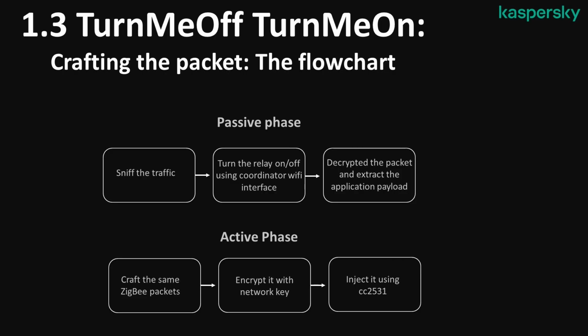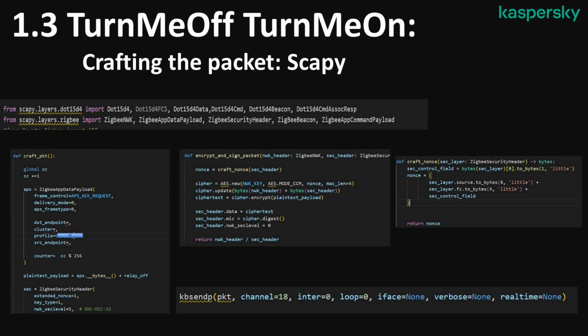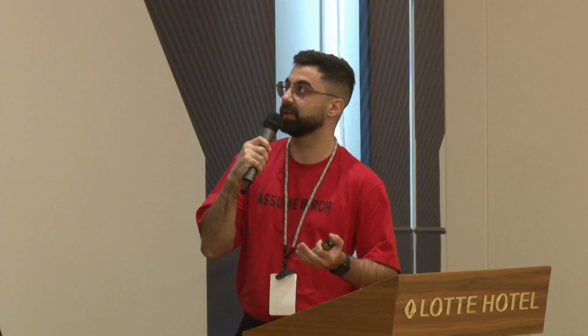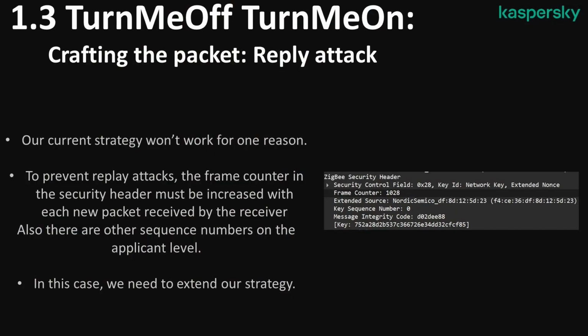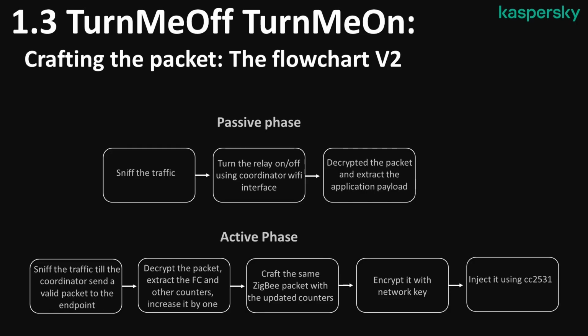Why? It seems that ZigBee has something called prevention against replay attacks. Inside the ZigBee security header, there is a frame counter. This frame counter should be increased by 1 with each packet sent by the coordinator. So when the endpoint receives it, it checks whether it increased or not. If not, it means this frame is replayed from some illegitimate node. So in our case, we should extend the attack. The passive mode stays the same. But in active mode, we start by sniffing the traffic and decrypting it, of course, until we find the coordinator sending some valid packet to the endpoint.